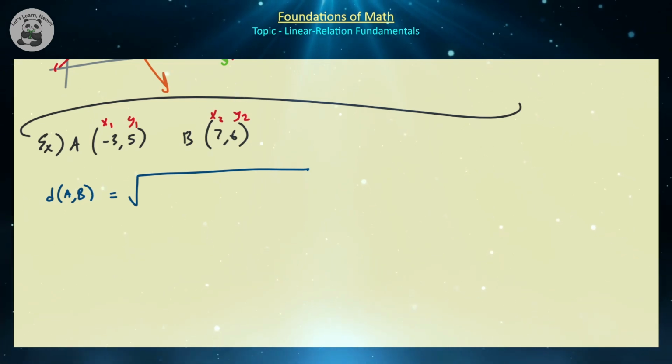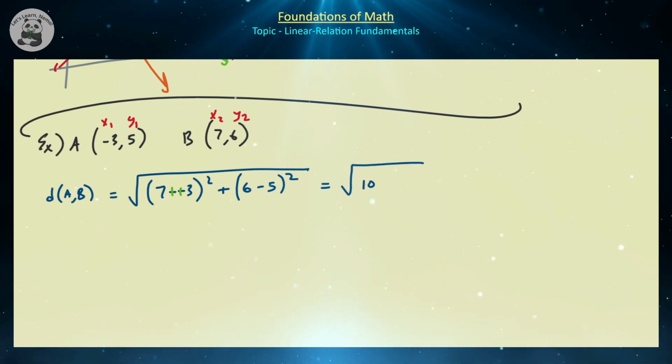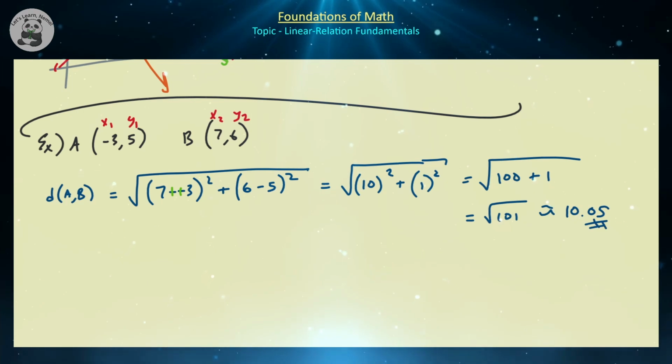So it's going to be the square root of (x2 minus x1) squared plus (y2 minus y1) squared. Now notice that 7 minus -3 is the same as 7 plus 3, which is going to be equal to 10 squared, and then 6 minus 5 is going to be equal to 1 squared. So we have the square root of 100 plus 1, which is the square root of 101, which we can find to be approximately equal to 10.05. So that's the distance between these 2 points.